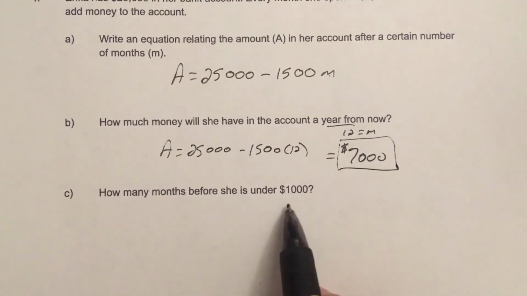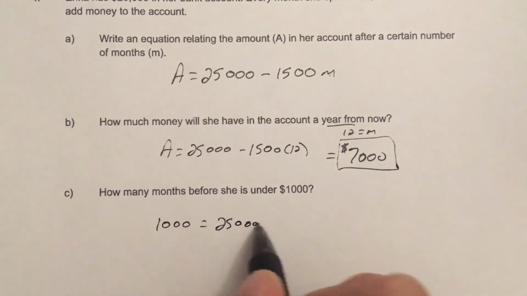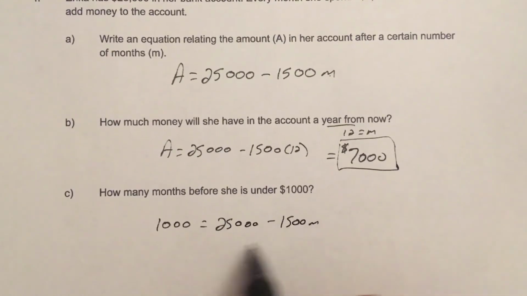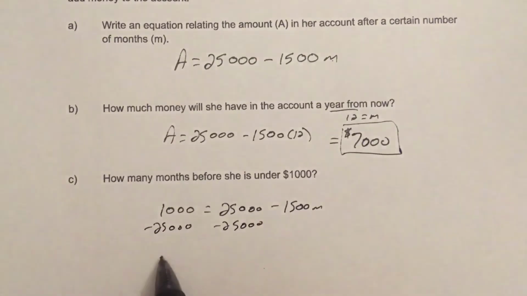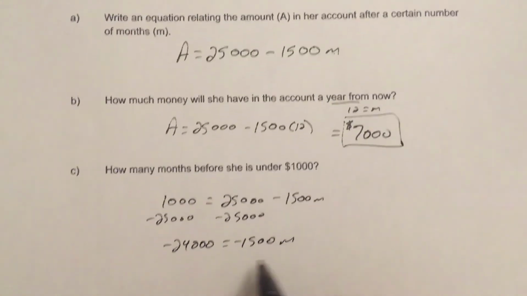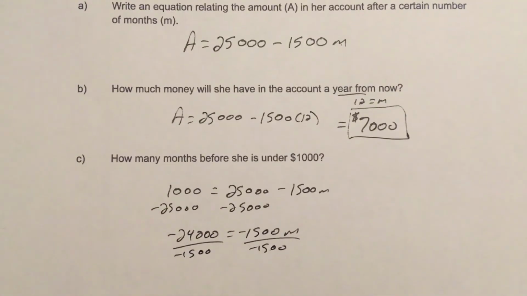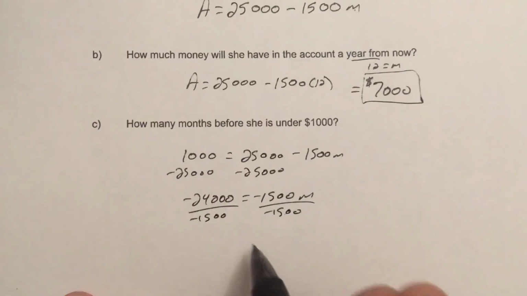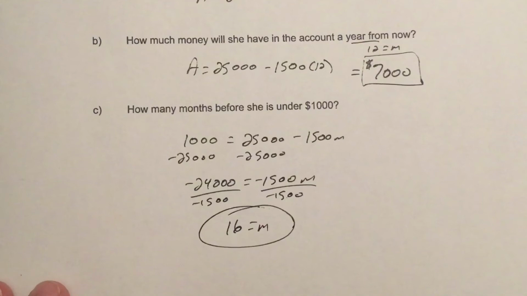Part C, how many months will it take before it's under 1,000? So we're going to put 1,000 as the amount, minus 1,500m, and subtract 25,000. We're going to get negative 24,000 equals negative 1,500m. Divide by negative 1,500. And again, I'll do that on a calculator. Divided by that, and I end up with 16 months. So 1 year, 4 months, less than a year and a half, she'll be down to that.